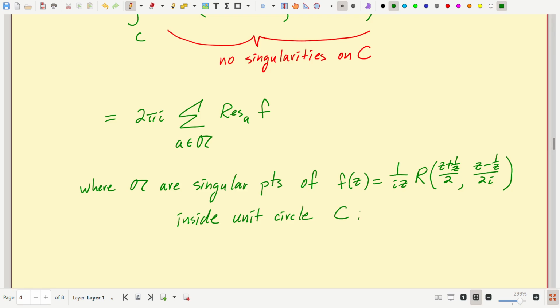So I would reduce that integral to calculus, to algebra, because computing residues is usually algebra. Okay. Questions about that method?